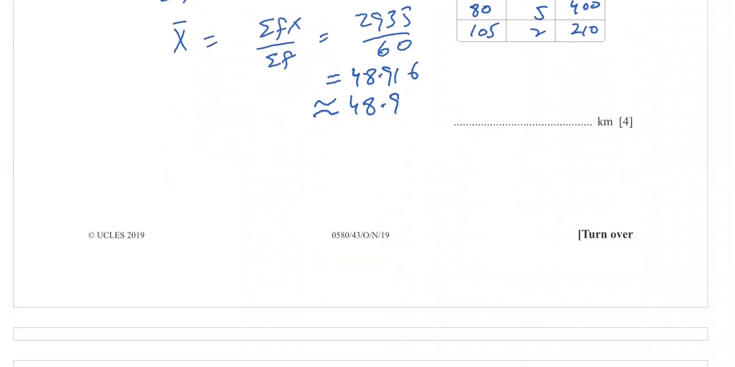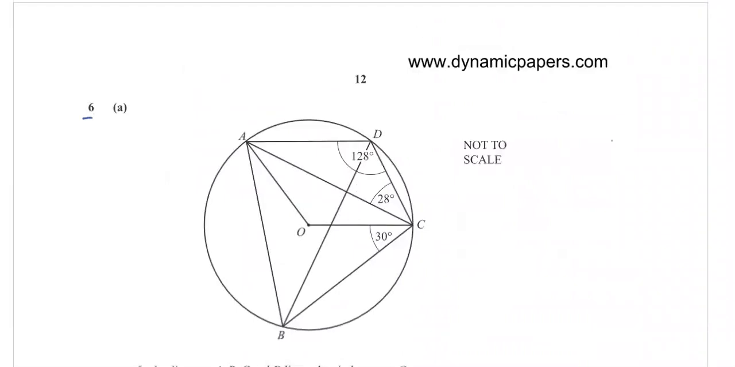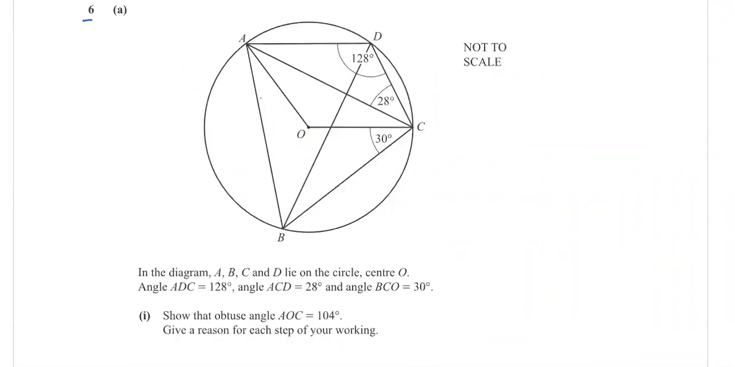Now next, question number 6. Circle theorem we have to use in this case. In the diagram, A, B, C and D lie on the circle with center O. This is the center of the circle, so obviously OA and OC are the radius of the circle. Angle ADC is 128 degrees, angle ACD is 28 degrees and angle BCO is 30 degrees. Show that the obtuse angle AOC is 104 degrees. Give a reason for each step of your working. We must give the reason for each step of our working.